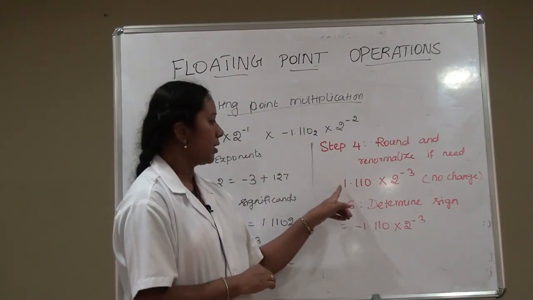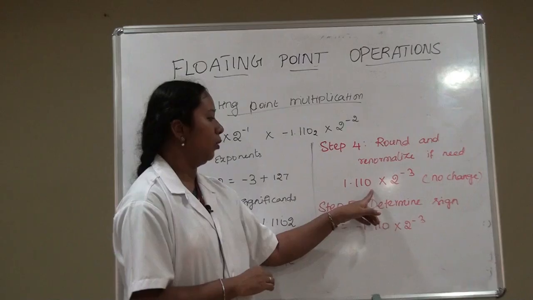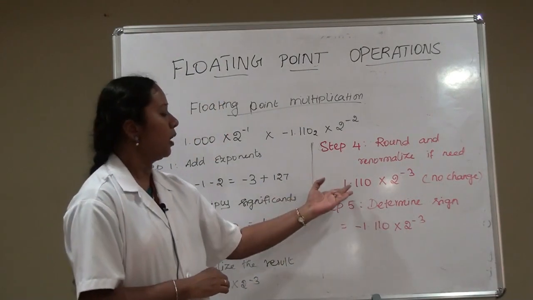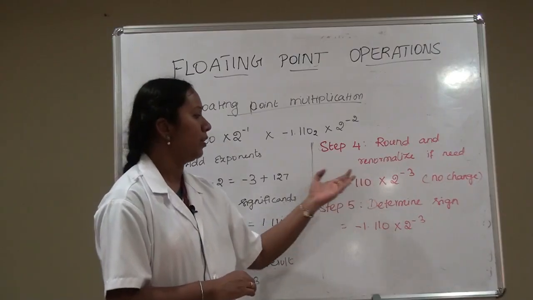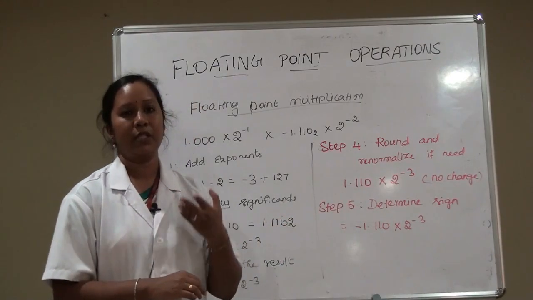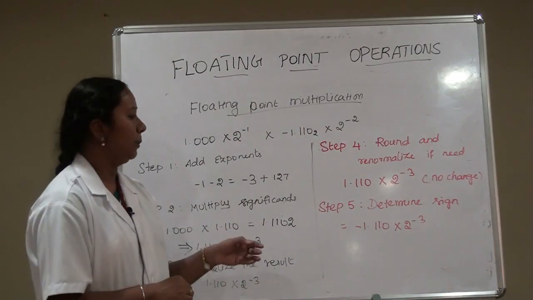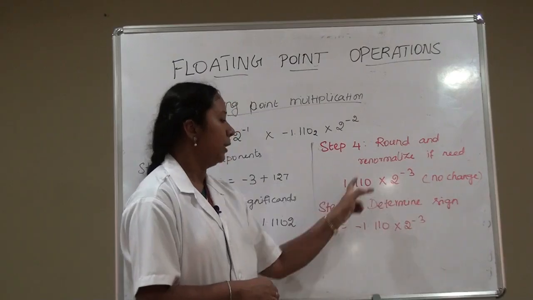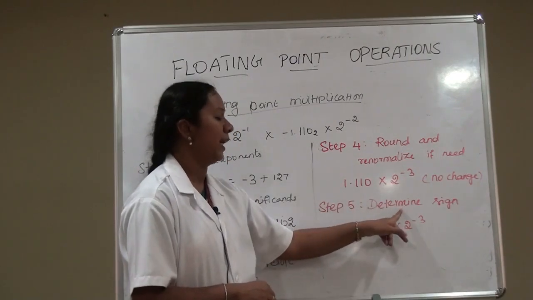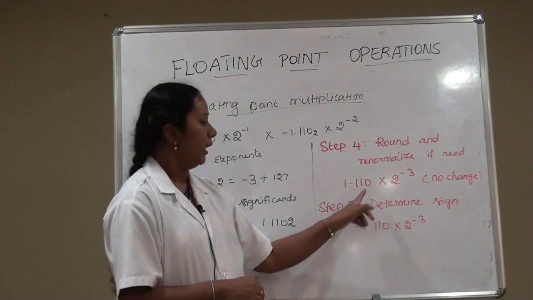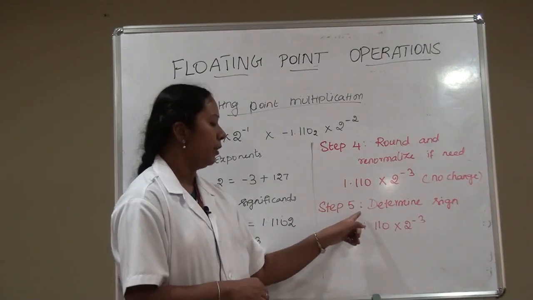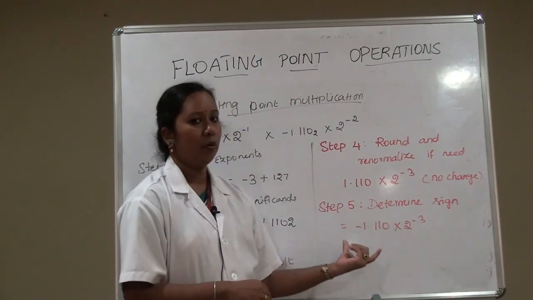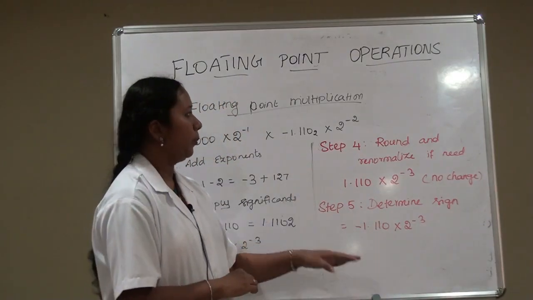Now my result, 1.110 times 2 power minus 3, is already in a rounded form. There are only 3 digits after the decimal point, no others, so I don't need to perform rounding. I am just going to write here, no change. After this, I have to determine the sign of my answer. Here it is going to be a negative number. So this is how we perform floating point multiplication.